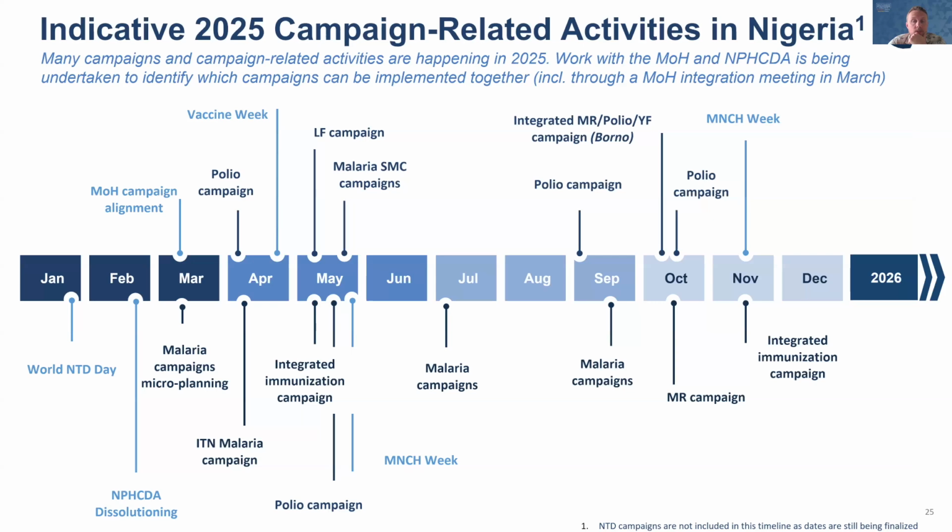So just really quickly before I turn it back to Matthew to walk through our third and final tool, this timeline gives us a snapshot of the many campaigns and campaign-related activities that are already scheduled or anticipated in Nigeria in 2025. And this was derived from the campaign calendar and the campaign calendar process. As you can see, there's significant activity throughout the year, including polio, malaria, immunization, and maternal and child health campaigns. Periods of high activity, particularly in April, May, September, and October, show where multiple campaigns could overlap.